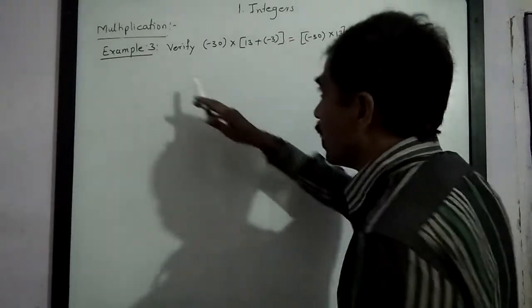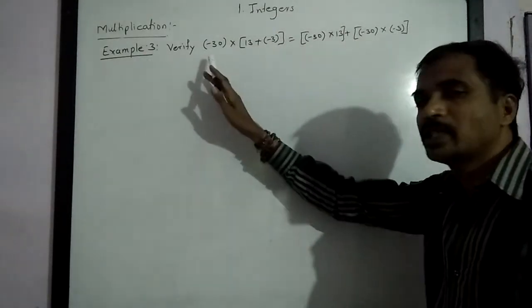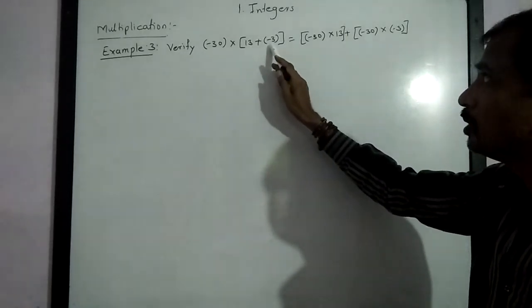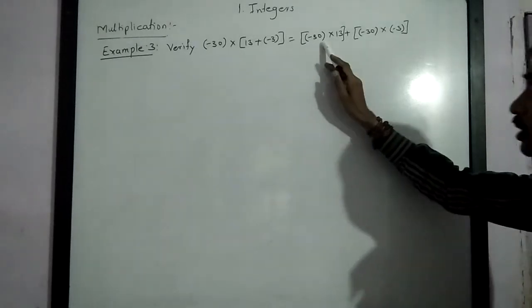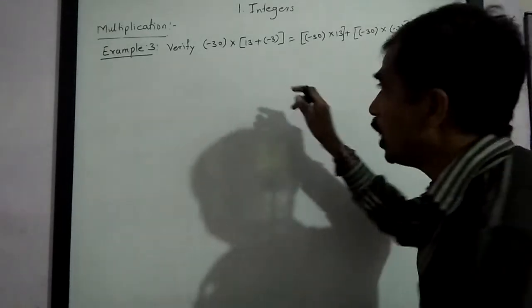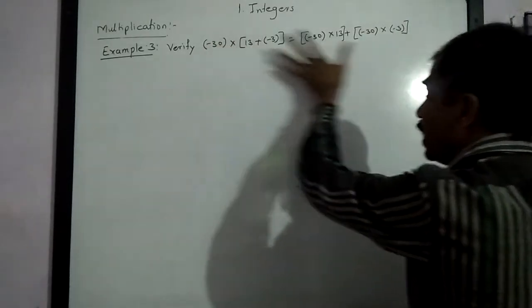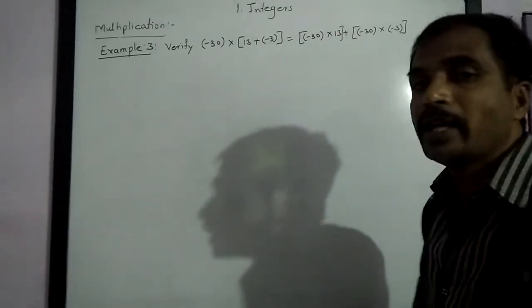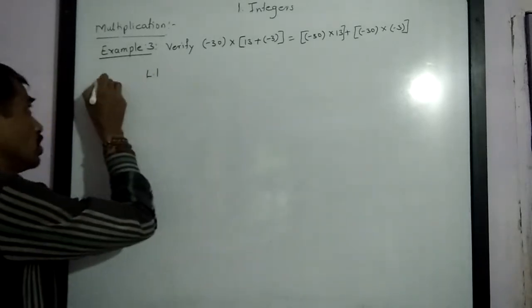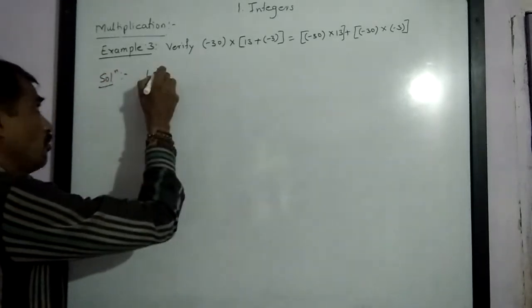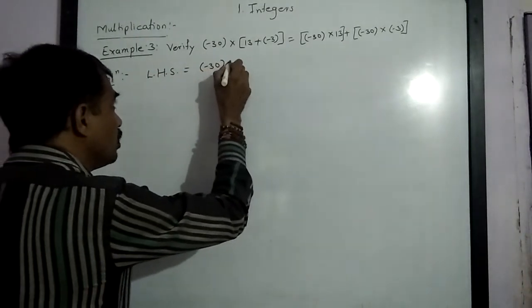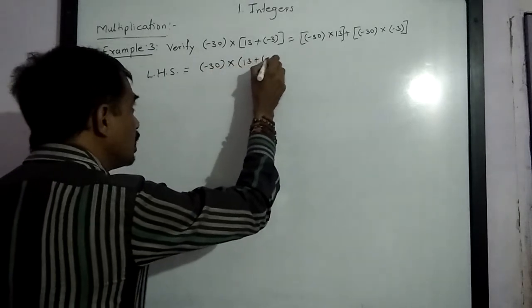Dear friends, next third question. Actually this is also again a solved example in the textbook. Example number 3. I am just trying to explain it. Verify negative 30 into 13 plus negative 3 is equal to negative 30 into 13 plus negative 30 into negative 3. So we are told that we have to verify this left hand side is equal to this right hand side. So let us see what is LHS. LHS means left hand side. Solution. Here in the given question, left hand side is equal to minus 30 multiplied by 13 plus negative 3.